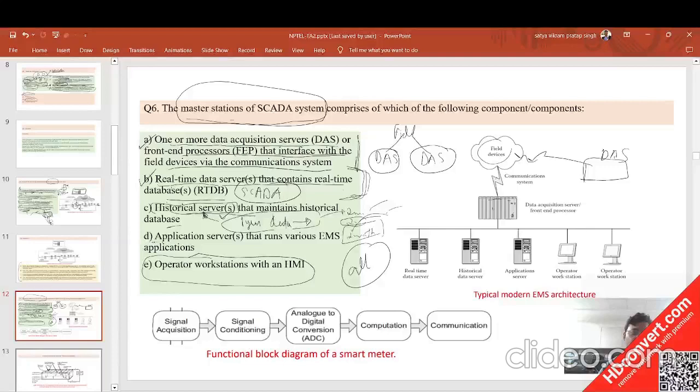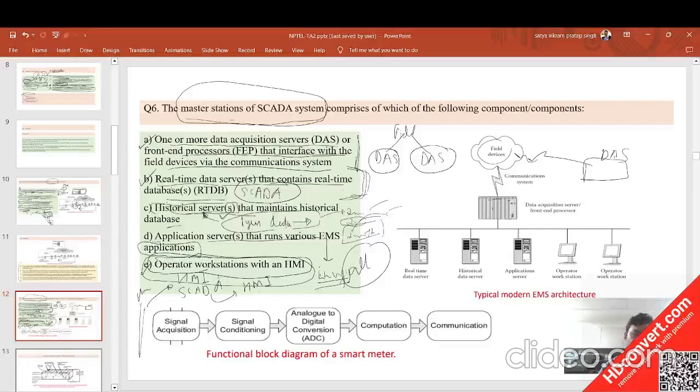Coming to the C part, that is the application server that runs various EMS applications. That is also correct. Why? Because you need the energy management system applications, various EMS applications. And coming to the D part, that is the operator workstation with human machine interface, that you also need. Why? Because human intervention is there, and you want to control your power plant remotely. So you operate the SCADA system, that is the human machine interface. After that, if you give the command, SCADA will sense it and transfer it through the communication channel to the field devices.